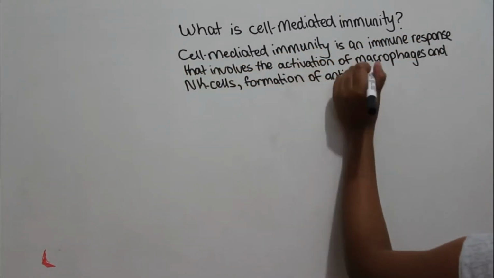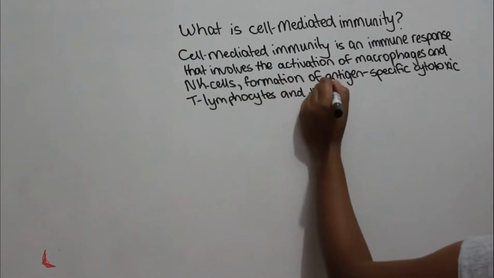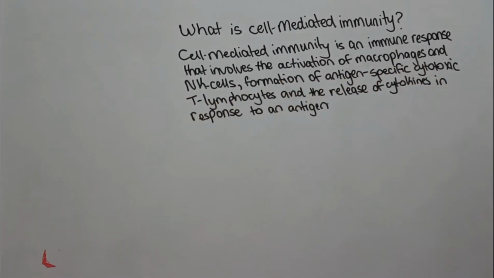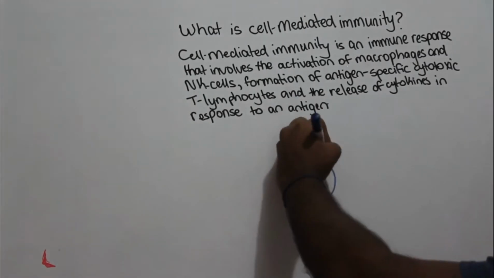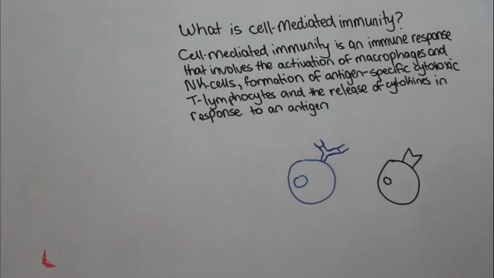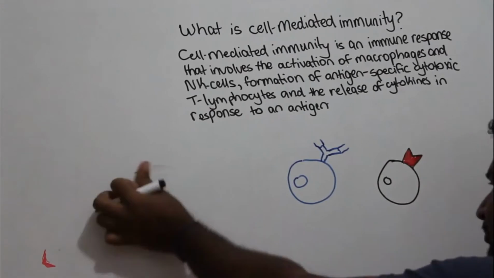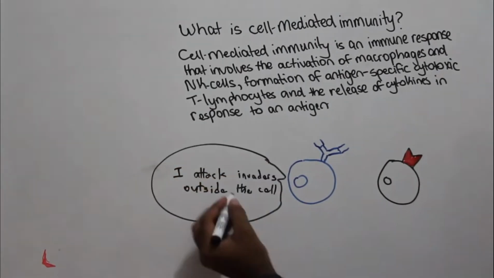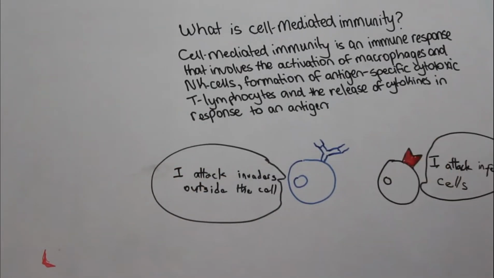What is cell-mediated immunity? Cell-mediated immunity is an immune response that does not involve antibodies. Instead, it involves phagocytes and antigen-specific cytotoxic T lymphocytes. What are the key cells involved in cell-mediated immunity? They are T and B lymphocytes.